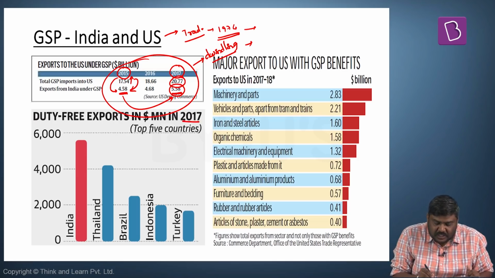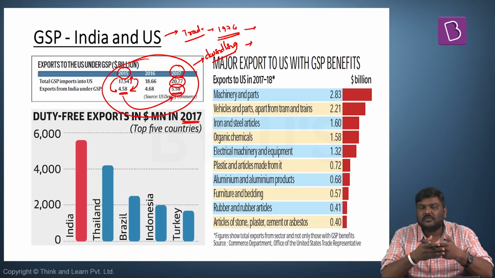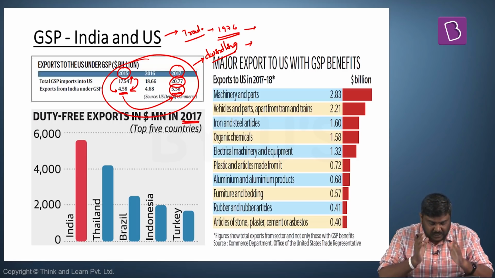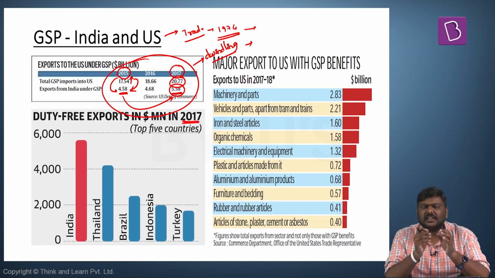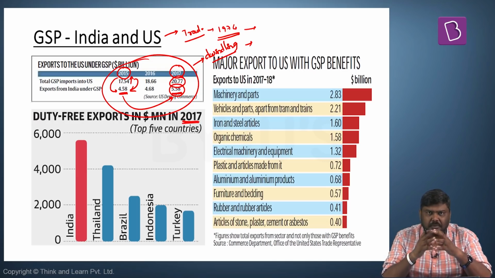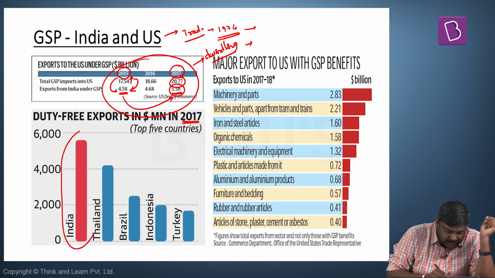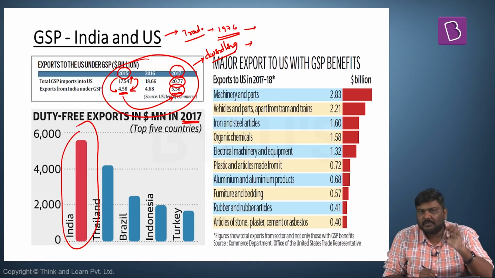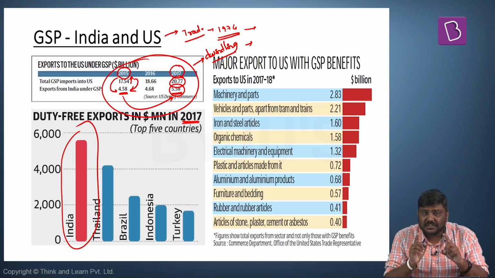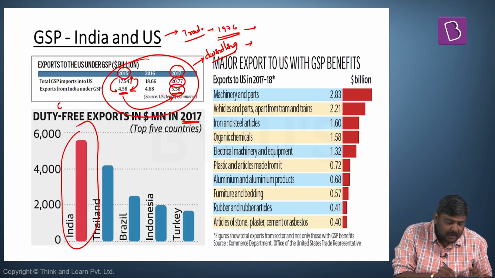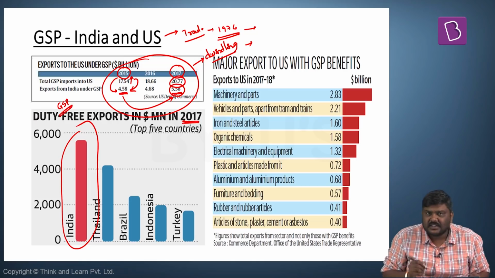Apart from this, as per the latest numbers which are put forward by the US Department of Commerce, it has been found that in the year 2017, out of the total imports done by the USA under the ambit of a GSP, more than $5 billion worth of exports were done by India, and India was the major beneficiary country under the ambit of a GSP in the year 2017.